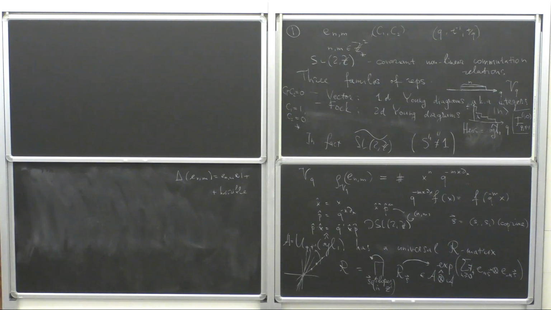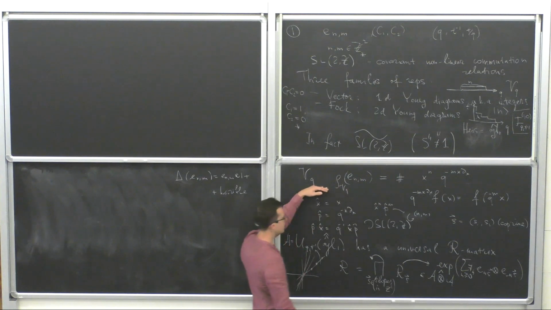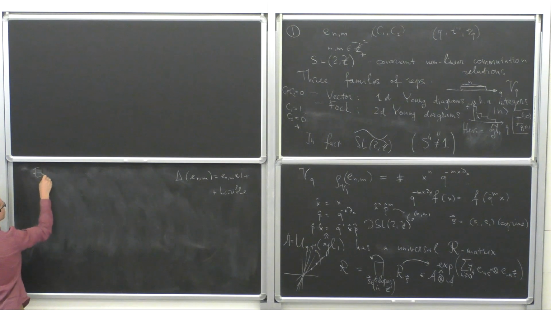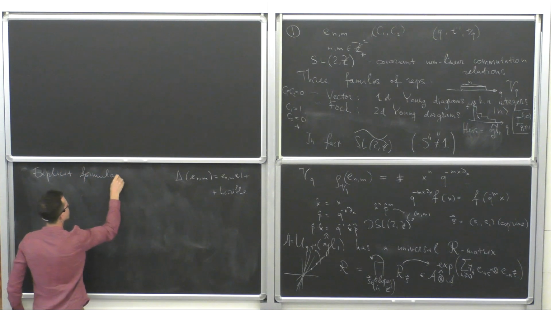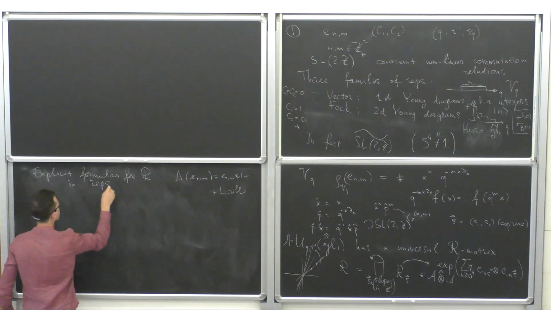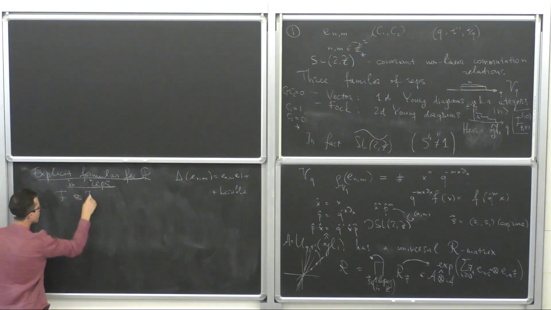Because this representation is very simple, the naive idea is to evaluate the R matrix in this vector representation times something. This is the first thing I'm going to introduce. So, explicit formulas for R in representations. New explicit formulas. The first one is the simplest one again. This is one of the main results. I can take a tensor of Fock and vector.